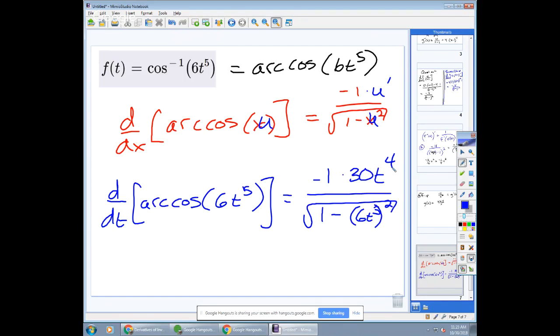And we can clean this up just a little bit, but not very much. The denominator, I can carry out that square, use slightly less ink, and multiply the negative 1 by the 30. So I could say this is negative 30t to the 4th power over 1 minus 36t to the 10th. Oh, it's a 5. Okay, sorry. Also, isn't that all square rooted? And that's all in square root, yep. And that's about all we can do with this. Nothing cancels. Don't try. Bad things will happen.